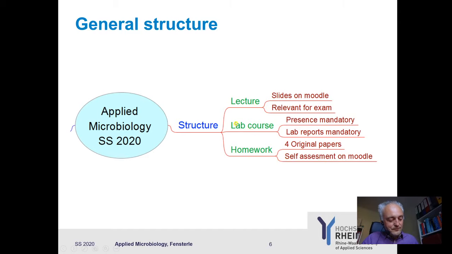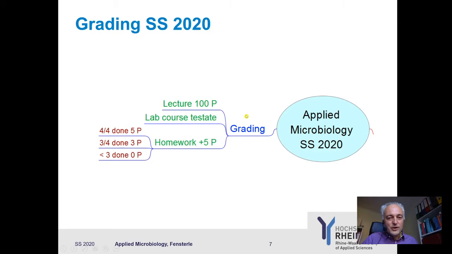And the grading is like this. For the lecture, you will get 100 points from the exam. The lab course is just a test state, yet you need that test state to get the complete module. And the homework will give you 5 additional points. So if you have all homeworks, you start with 105 points.